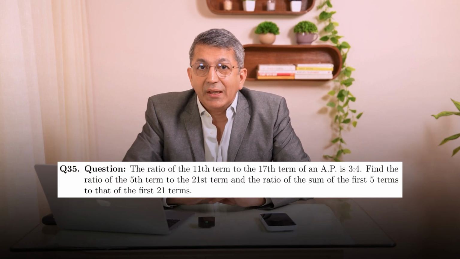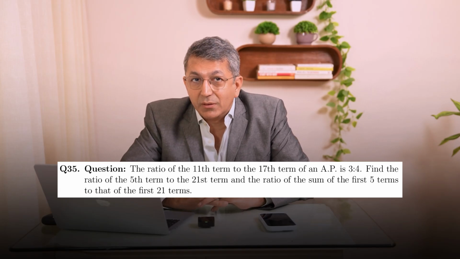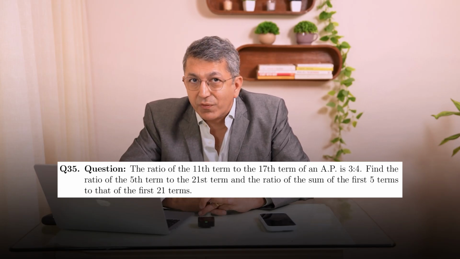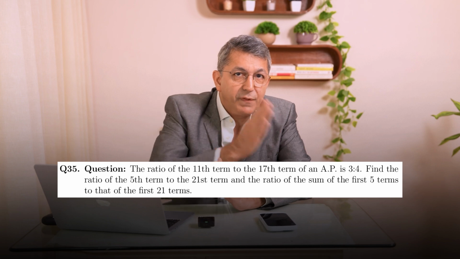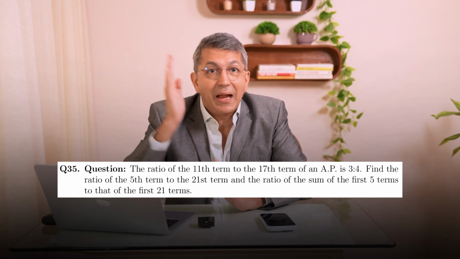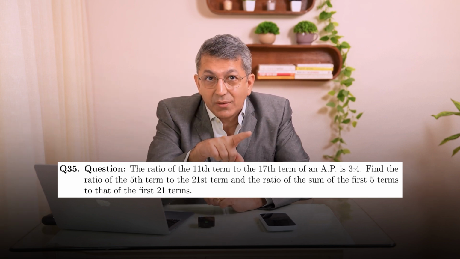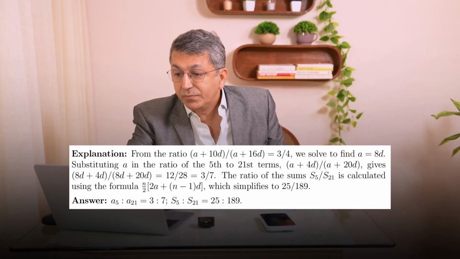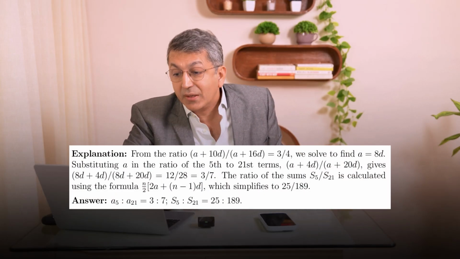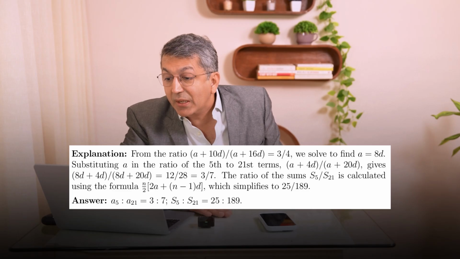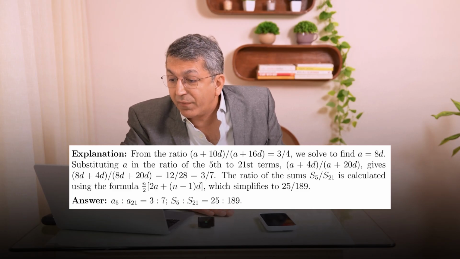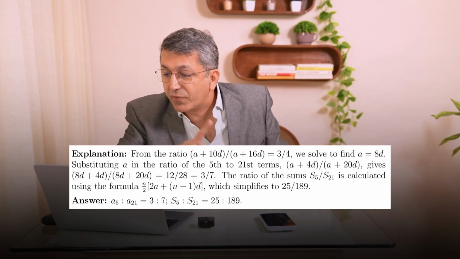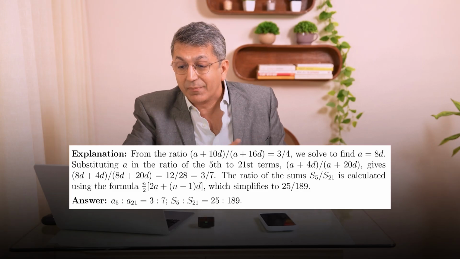The ratio of the 11th term to the 17th term of an AP is 3:4. Find the ratio of the 5th term to the 21st term and the ratio of the sum of the first 5 terms to that of the first 21 terms. Concept: arithmetic progressions, terms and summation. Explanation: from the ratio a plus 10d divided by a plus 16d is equal to 3 divided by 4, we solve to find a is equal to 8d.